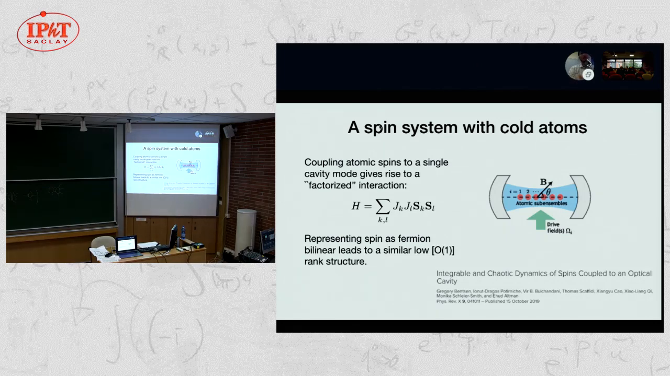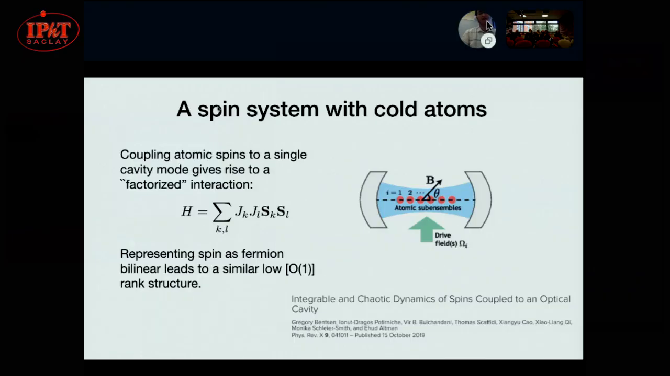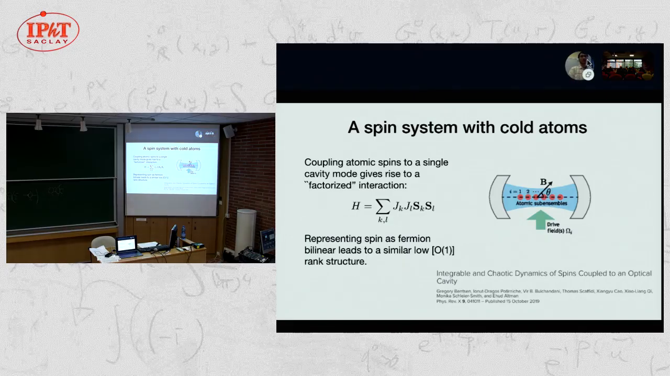So you have S_k and S_l, the atomic spins, so they are SU(2), and then you see they interact in some Heisenberg fashion, but the interaction coefficients between the k spin and the l spin, as a matrix, factorize. So instead of obtaining a full rank interaction matrix, you have a low rank interaction matrix. Now, if you represent spins as fermion bilinears, you will get back something similar to the low rank SYK model that I wrote down earlier.